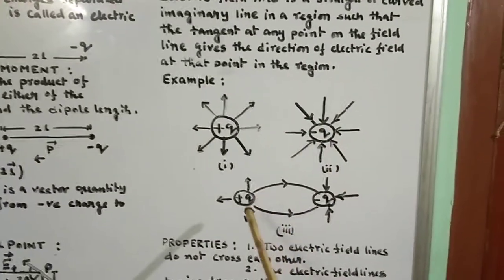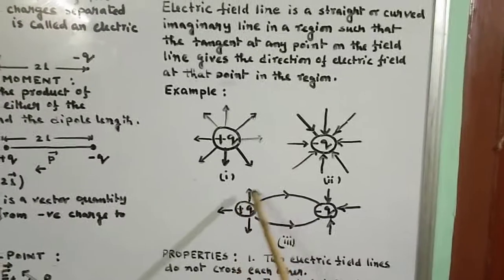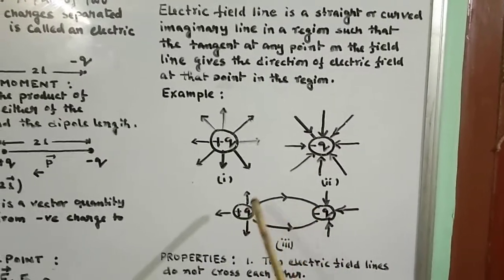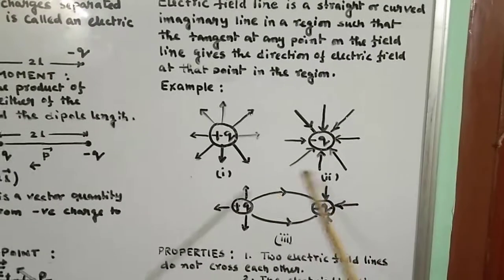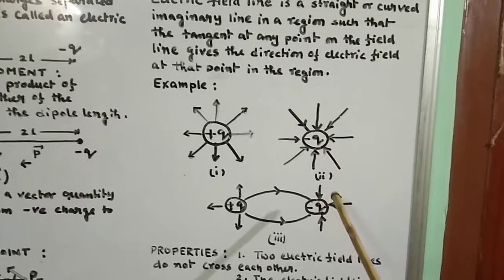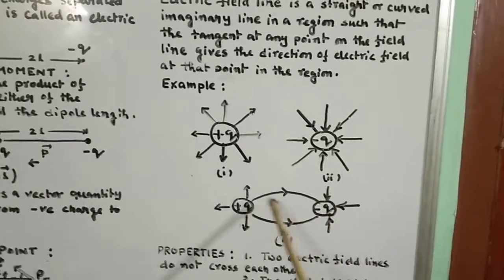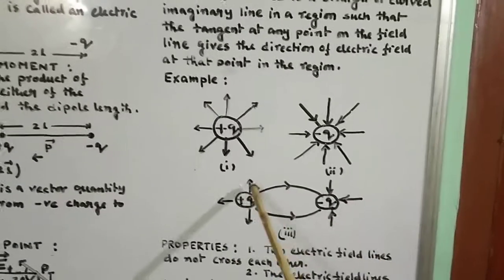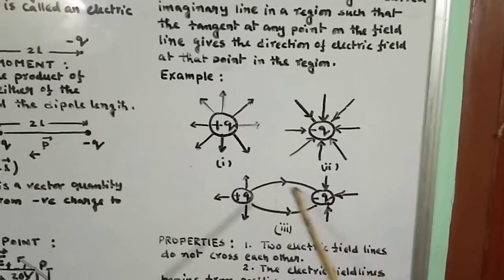If you place this system, one plus Q and another minus Q, here the field is outward and here the field is inward. So in between the positive and negative charge, the field line is from positive to negative. But if you consider this one as a system, this arrow is towards the negative charge and this arrow is away from the positive charge. So if you consider this as the entry and this one as the exit, then the system directs from negative to positive.